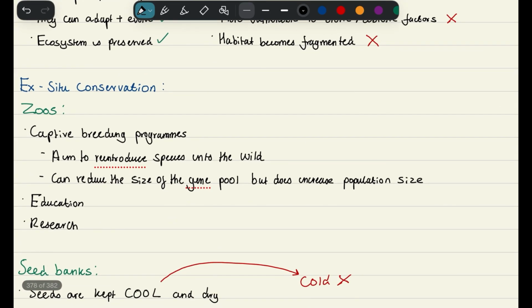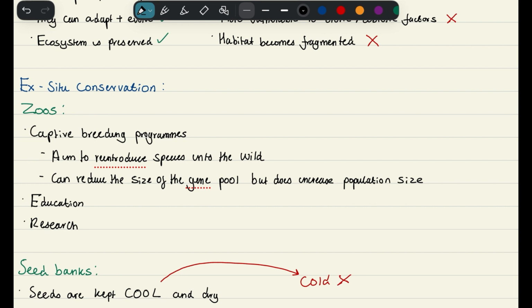Another thing we do is ex situ conservation. So ex situ conservation involves the use of zoos. And the main thing in zoos is to have captive breeding programs. So when you have a captive breeding program, the main aim is, okay, we're going to reintroduce the species. So we're going to take them from the wild, we're going to do the breeding so that we can increase the numbers, and then we're going to reintroduce them into the wild. And what that does is it builds up the population size, which is good. However, it can reduce the gene pool.